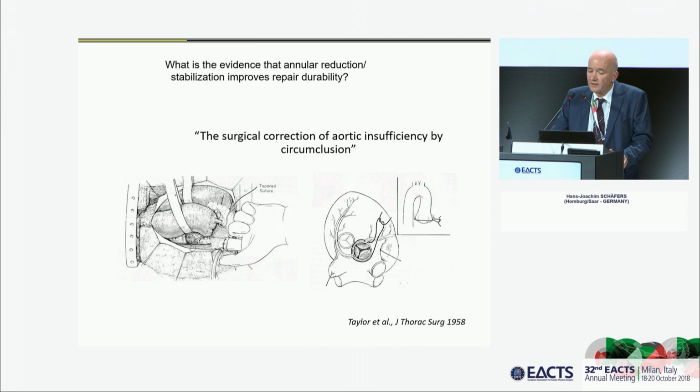What is the evidence that annular reduction or stabilization improves repair durability? We can go back into the history of aortic valve repair. This is the first series of aortic valve repair from the 1950s, where at that time the surgeons from Boston did nothing but place an annuloplasty suture at the basal level. Nothing else was done on the aortic valve. At that time, no echocardiography was available, but at least by clinical assessment, it was an effective procedure.